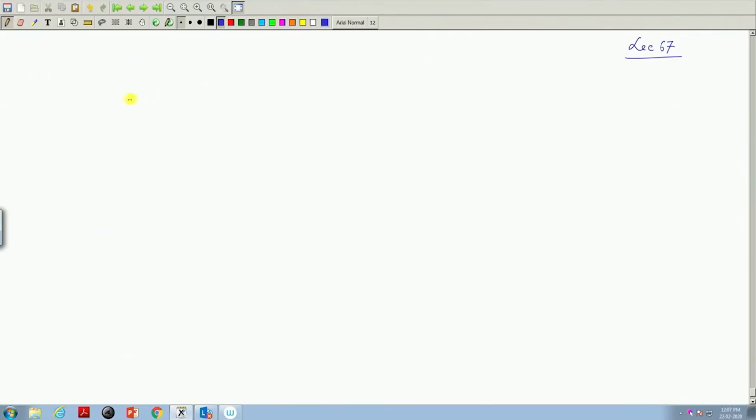So, let us continue with the analysis of circuit by using the concept of graph theory. Okay. Last time we found out the loop currents of a given network. Today I will take another example to show you how to solve a network problem by using the nodal method and graph theory. So, let us draw the circuit first.